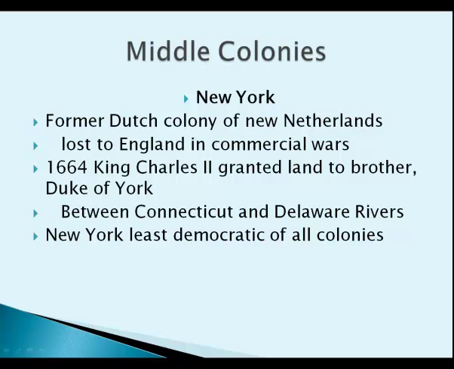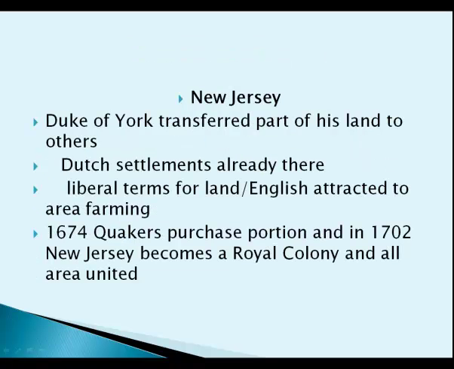The middle colonies, they're called the breadbasket. The former Dutch colony of New Netherland, as we learned last chapter, was lost to England in commercial wars. And as soon as the war was over, King Charles II gave all the land to his brother, the Duke of York. Everything between the Connecticut and Delaware rivers. And New York was very autocratic. It was the least democratic of all the colonies.